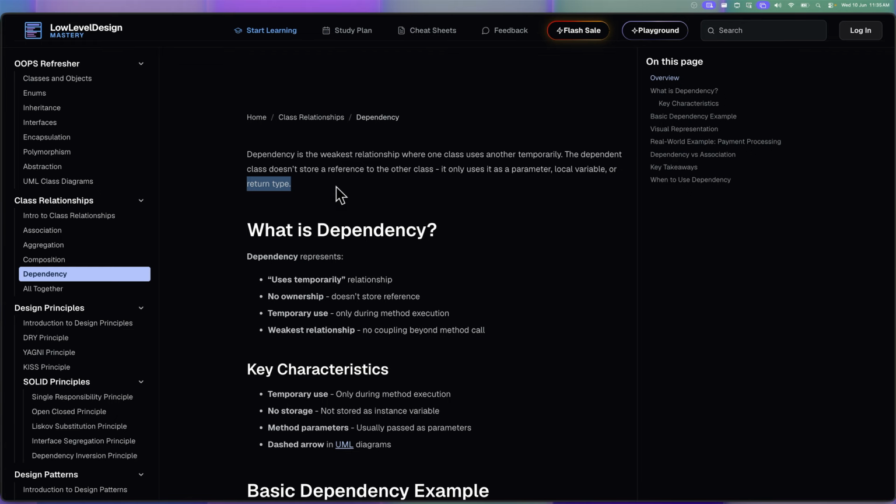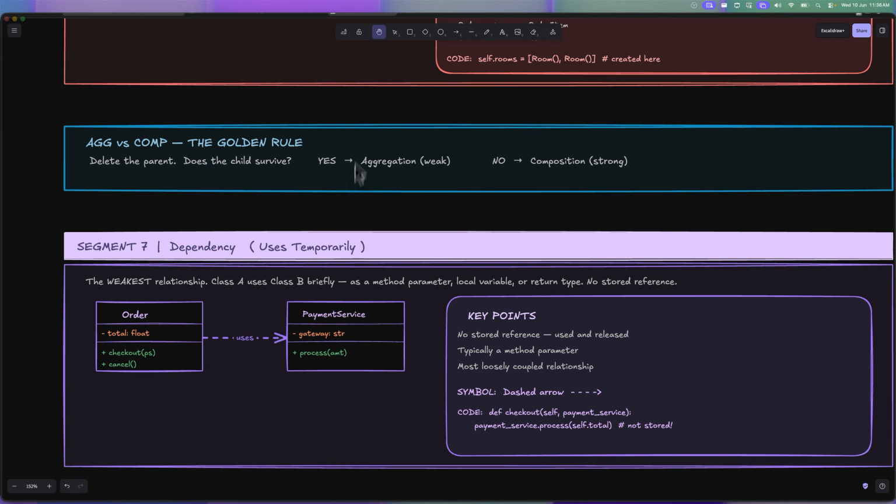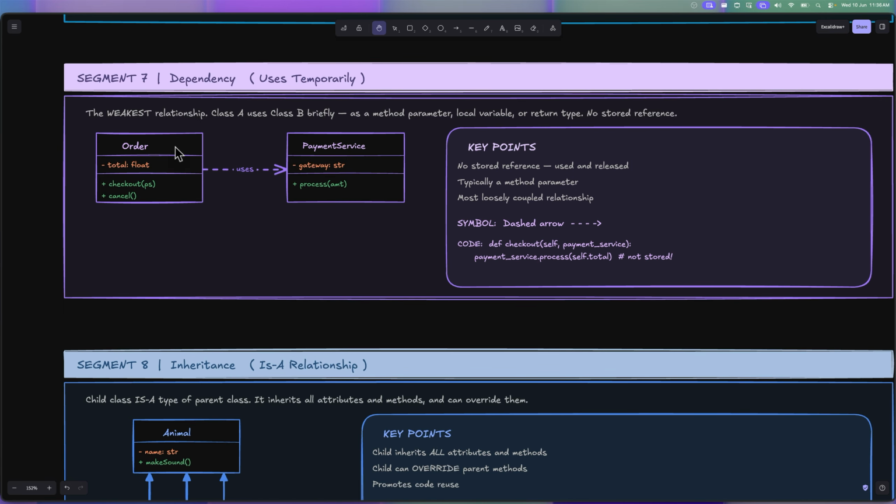So we'll go back to the example and then come back to the definition again. If you see this visual that we have, you have an Order class and a PaymentService class. In the Order class, you have the attribute total, and in the PaymentService class, you have the attribute gateway. And in the Order class, you have two methods, checkout and cancel. So what is checkout doing? Checkout is taking PaymentService as an argument, as a method parameter, right? But it is not storing the reference of this class.